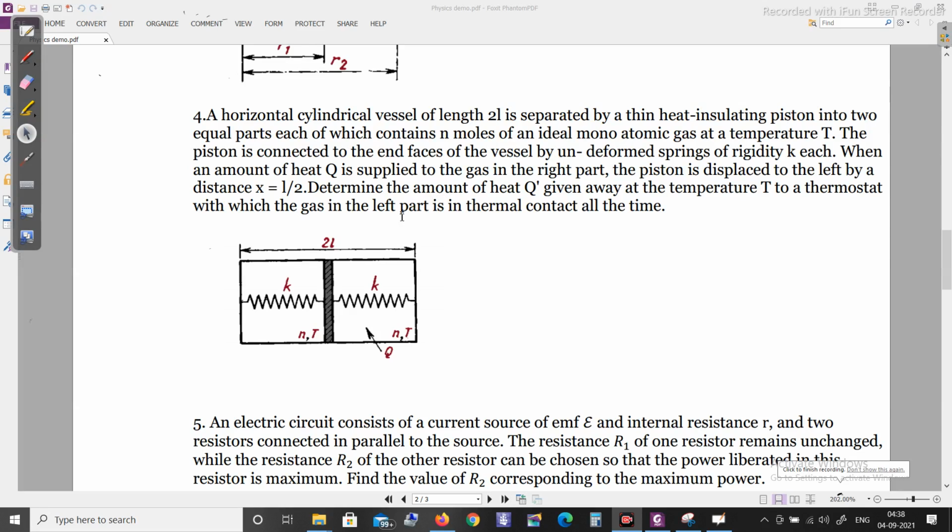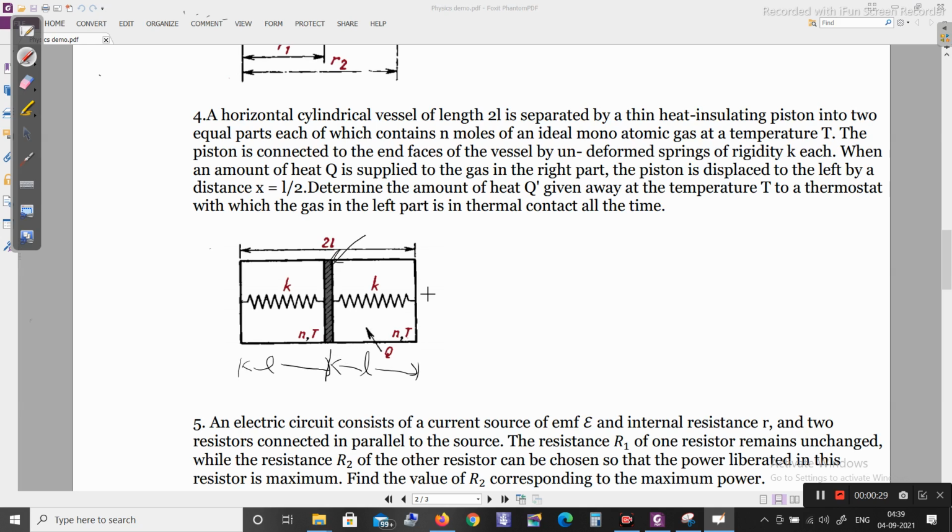In question number 4, a horizontal cylindrical vessel is given. This is the horizontal cylindrical vessel. Its length is given as 2L. A piston is given, which divides this vessel into two equal parts. Since the length is 2L, both parts have length L.